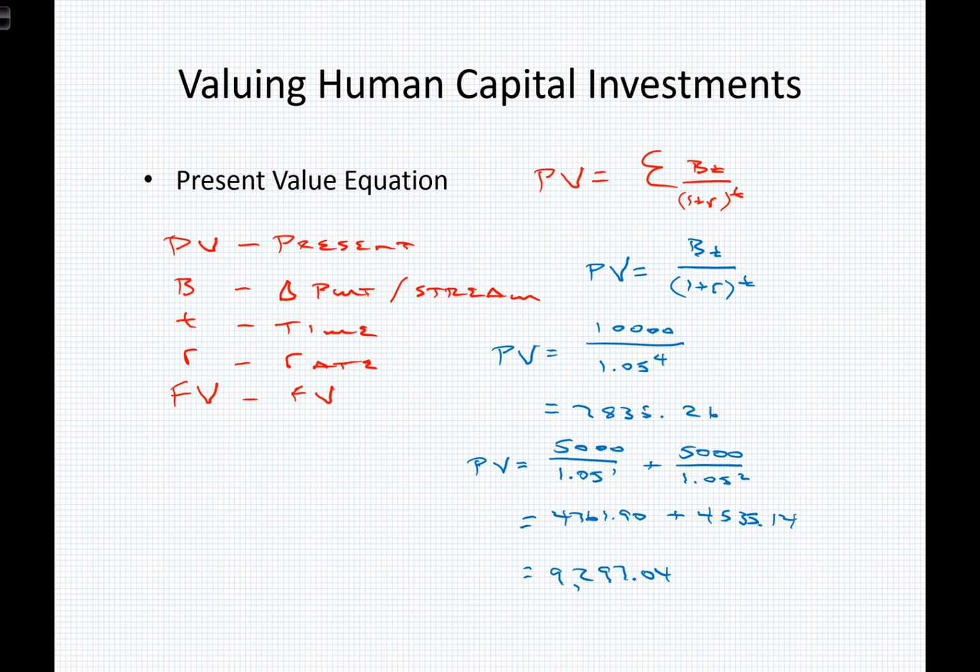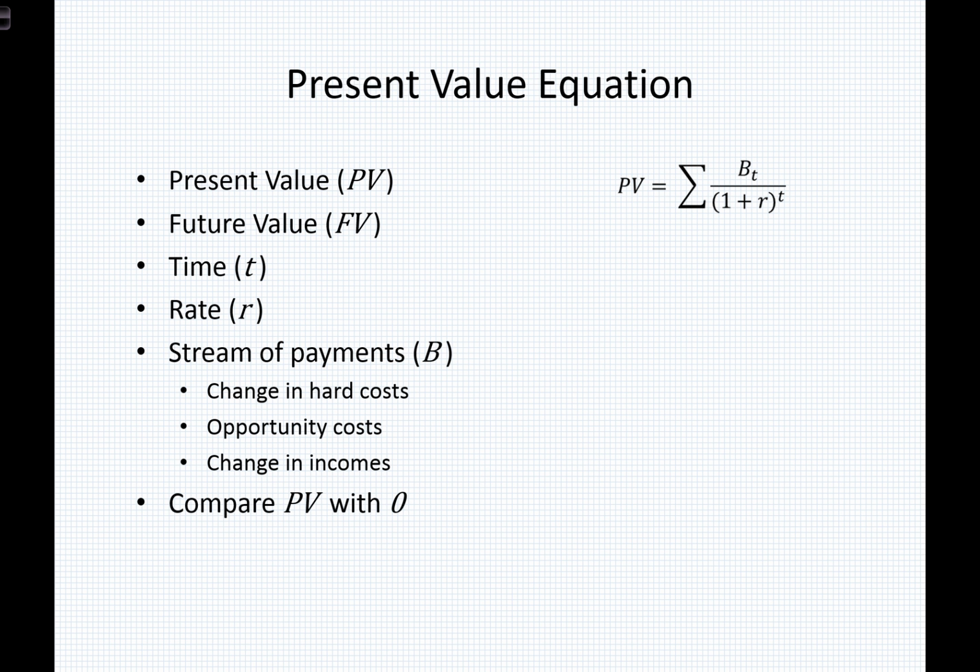Well, let's think about this as we consider the human capital equation. Here I've simply identified our present value, future value, time, rate, and such. And here I've expressed, maybe a little more cleanly than I'm able to do with my own handwriting, the summation equation. But let's talk a little bit about what this stream of payments means, and what R means, and then how we assess this once we've come up with a value.